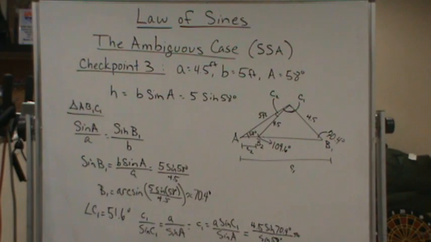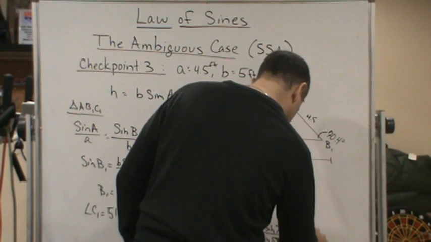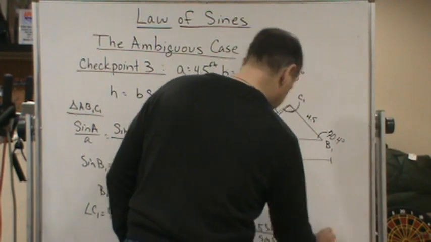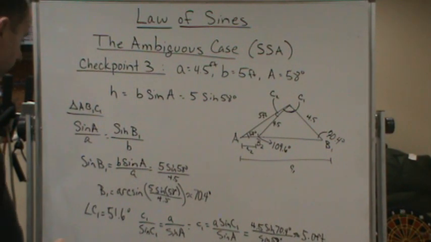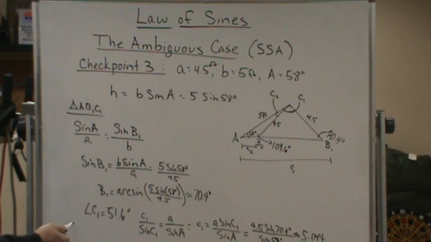Yeah, so it's going to be approximately 5 feet. So C1 is going to be approximately 5.0 feet. And finally, okay, so that's the first triangle.